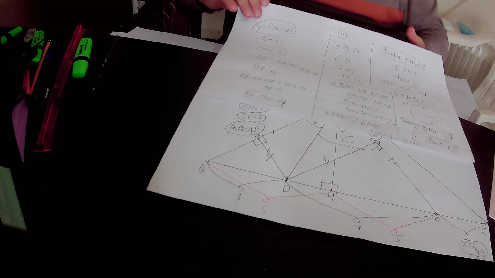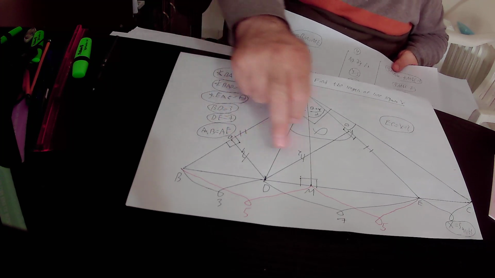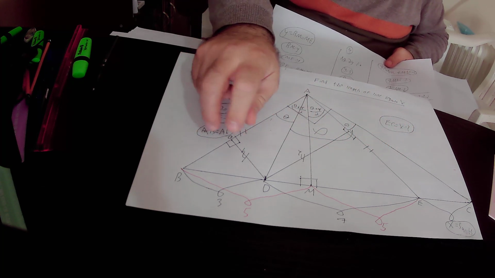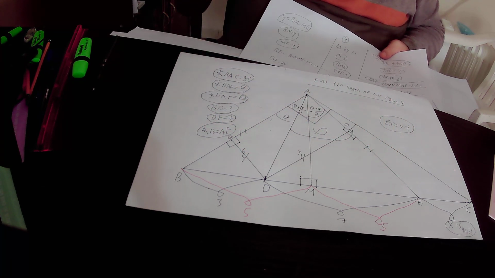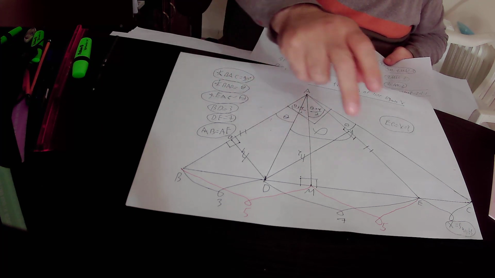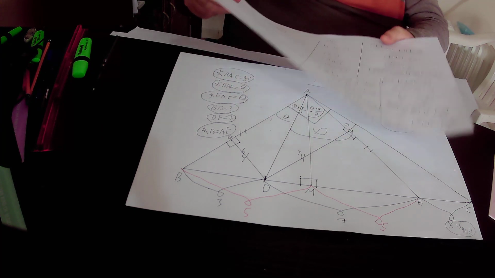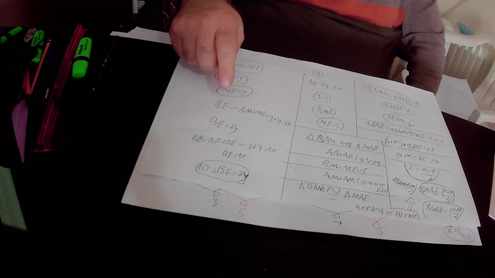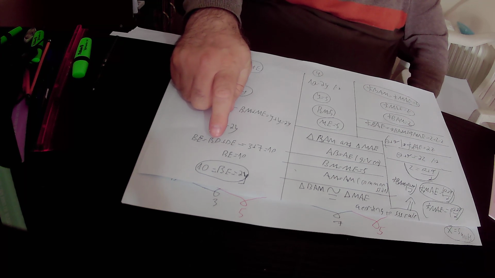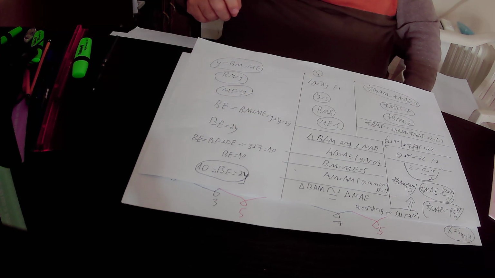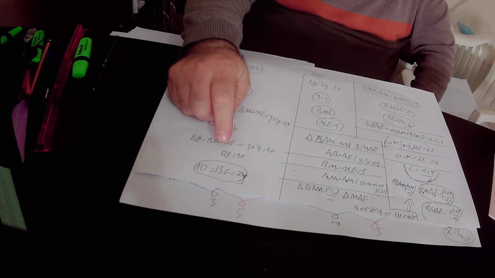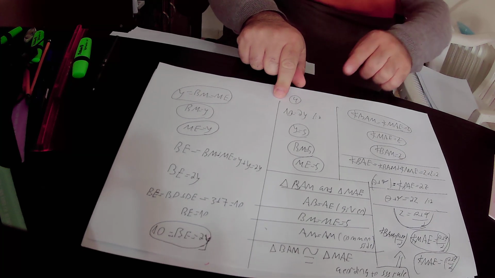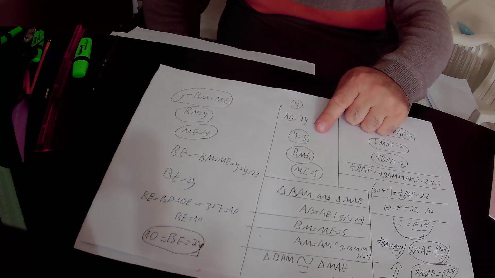But from the other side, what is the value of side BE? The value of side BE equals BD plus DE. BD equals 3 units, DE equals 7 units. In conclusion, BE equals 3 plus 7, that is 10 units. So from one side, BE equals 10 units, and from the other side, BE equals 2y. So from this equation, 10 equals 2y. Here we divide this equation by 2 and we get that y equals 5.